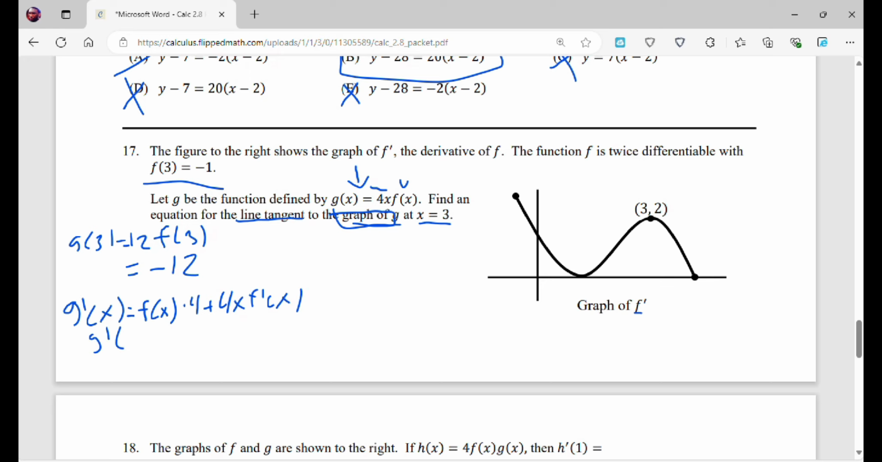G prime of 3 equals f of 3 times 4 plus 12 times f prime of 3. F of 3 is -1 times 4, right? Plus 12 times f prime of 3. We have the graph of f prime, so at 3, f prime is going to be 2. So plus 12 times 2. So you get -4 plus 24. And so we get 20.